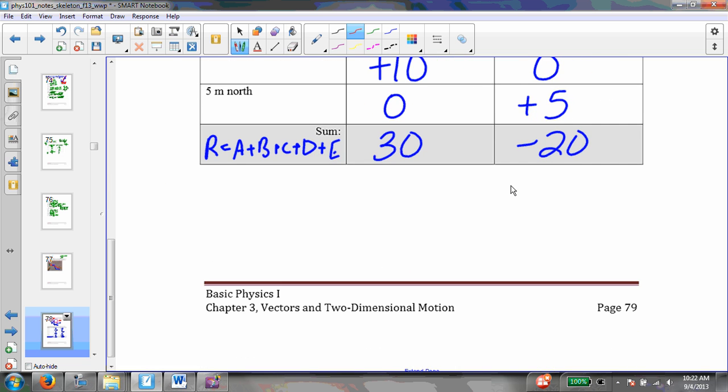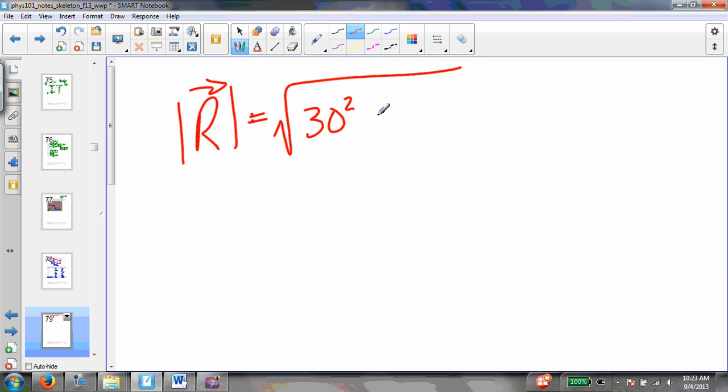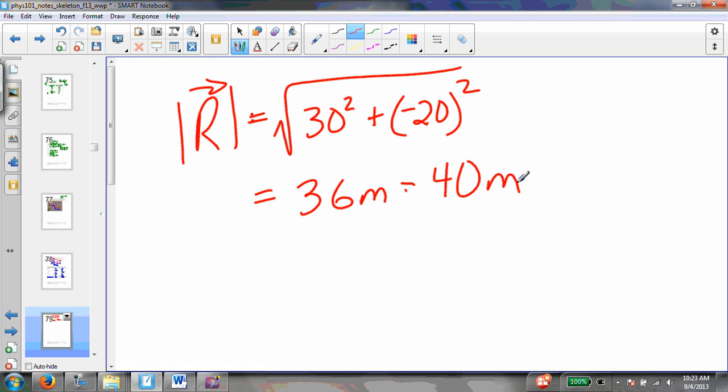I want to find the magnitude of the displacement. I can find the magnitude of the displacement, r, is going to equal the square root of 30 squared plus negative 20 squared. So that's going to be equal to 36 meters. Or keeping proper sig figs, I would express it as 40 meters. So that is the magnitude of the little boy's displacement when he goes from one place to the next.